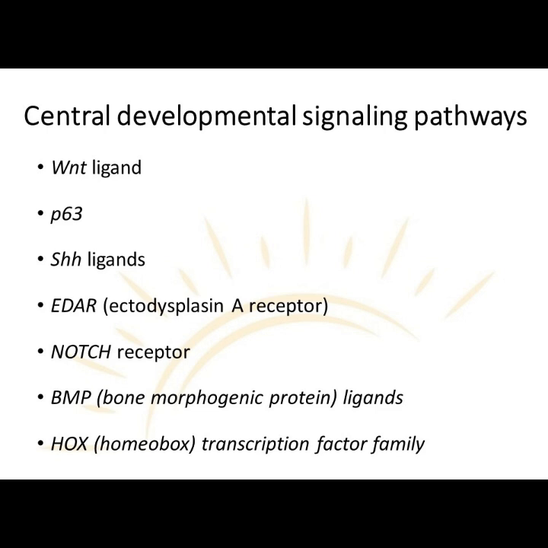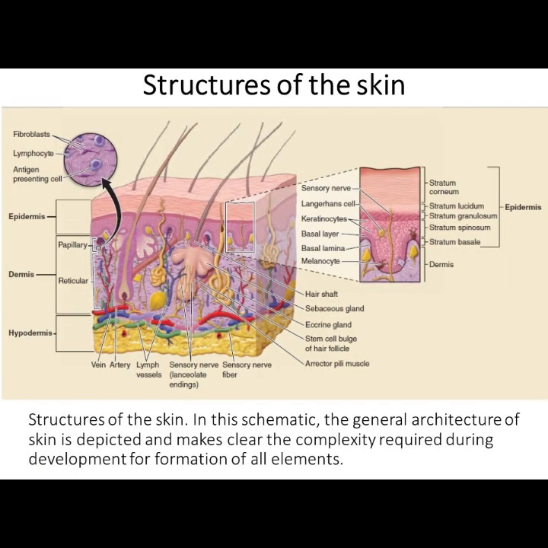Notch receptor, which initiates transcription and epidermal differentiation. BMP, bone morphogenetic protein, ligands which regulate hair follicle cycling and growth. HOX, homeobox, transcription factor important in large-scale body patterning. This picture shows structures of the skin, and makes clear the complexity required during development for formation of all elements.